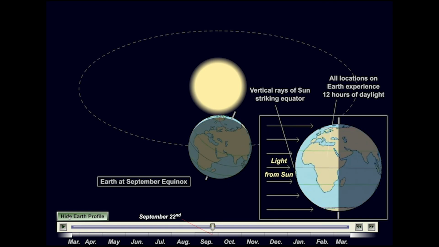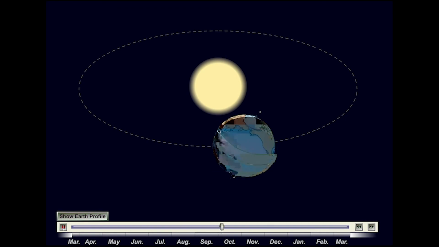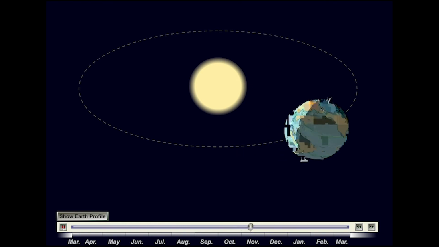With the vertical rays of the sun striking the equator, all locations on Earth experience 12 hours of daylight, 12 hours of darkness. This happens September 22nd this year, sometimes the 21st. We have an equinox again in the spring, March 21st, March 22nd, where the days are exactly 12 and 12. Moving towards winter, we're going to experience less and less daylight.